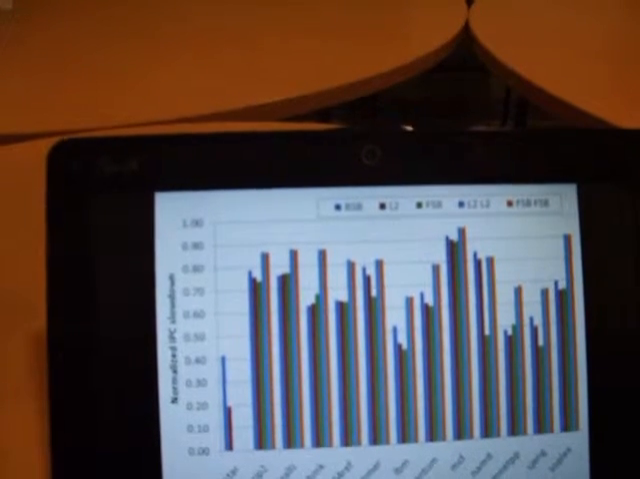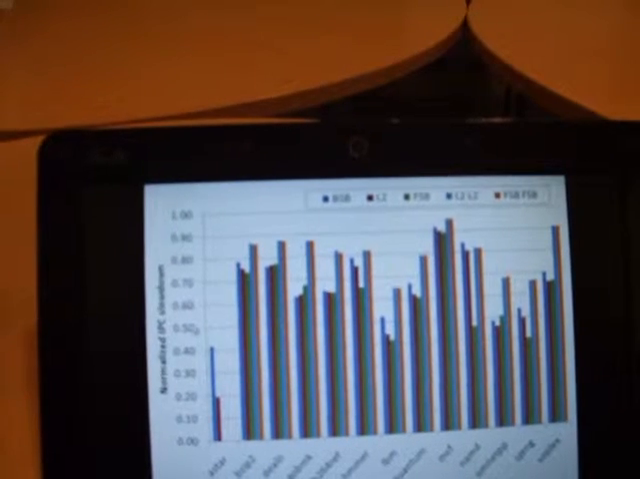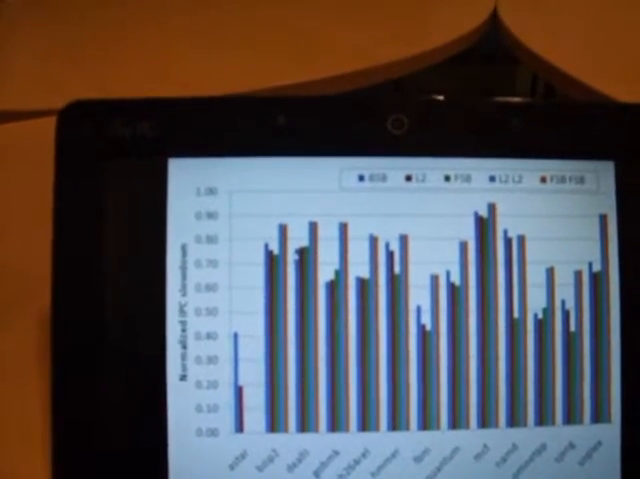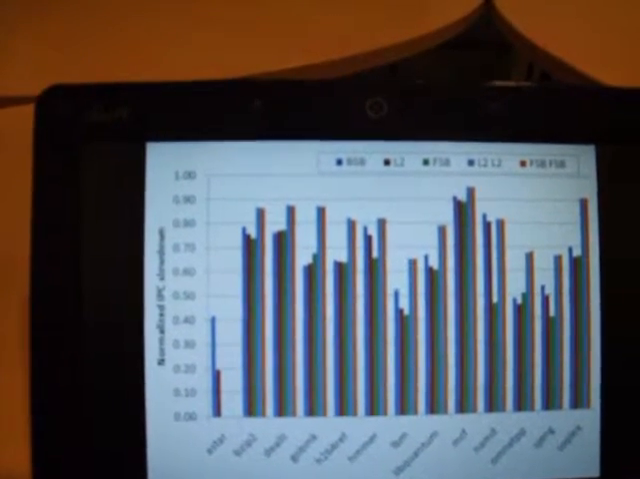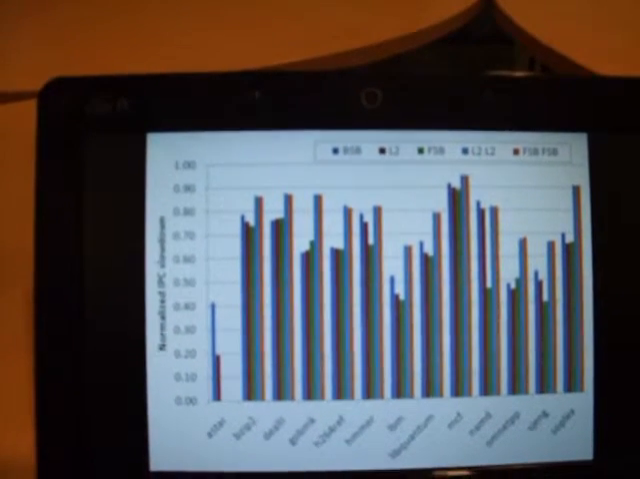the least efficient one. This bar is the normalized IPC slowdown, which is 1 minus normalized IPC. So if the bar is higher, then that attack is more efficient, which means it slows down the victim application more.